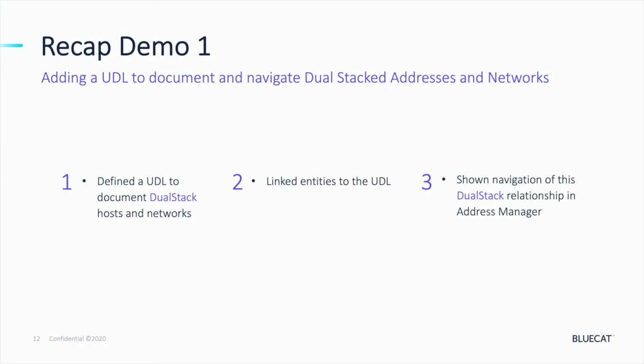A quick recap on what we've seen in Demo 1. We've shown how to define a new implicit relationship between IPv4 networks and addresses to IPv6 networks and addresses, and we've called this dual stack. We've defined the explicit infrastructure using this UDL using the linked entities EX call, and how this relationship can now be navigated in the address manager. This demonstration of user-defined links showed how a customer could meet their need to document the relationships present in dual stack network environments.